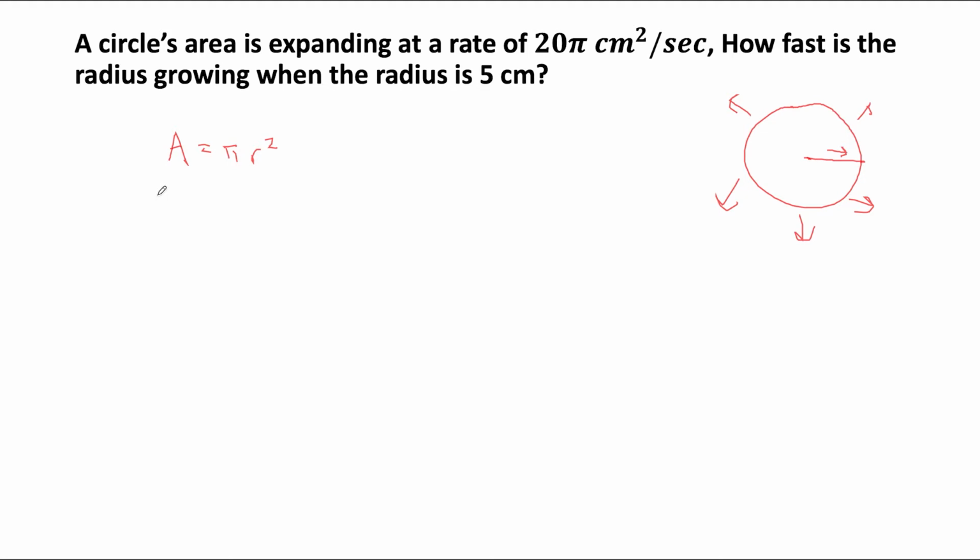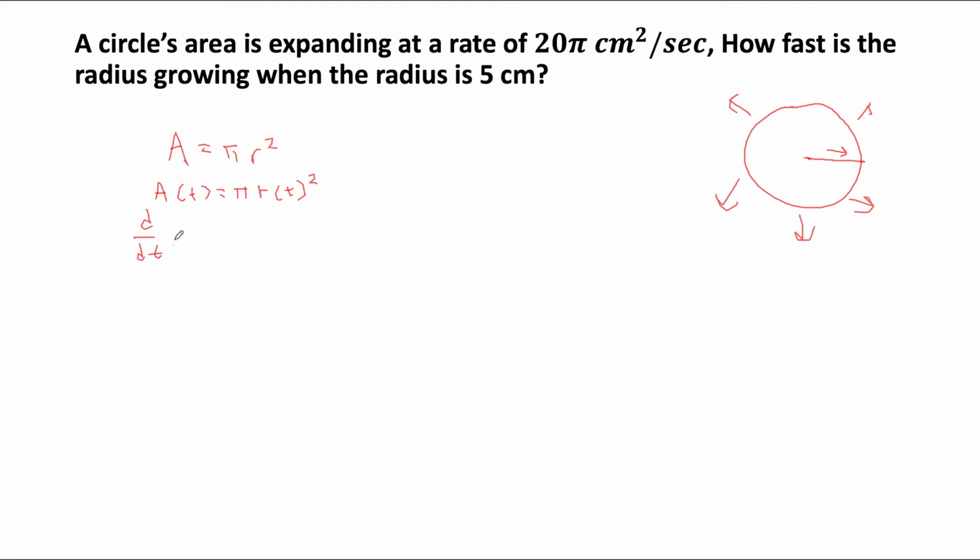Now something very important to remember here that's often glossed over with related rates is that all of these variables, A and r, are functions of time. So really it's A of t equals pi r of t squared. But usually we don't write out the t in parentheses because it's just a waste of time, and we just remember that these are functions of time. But that is something important to remember.